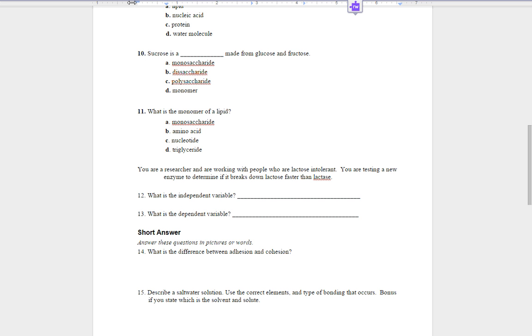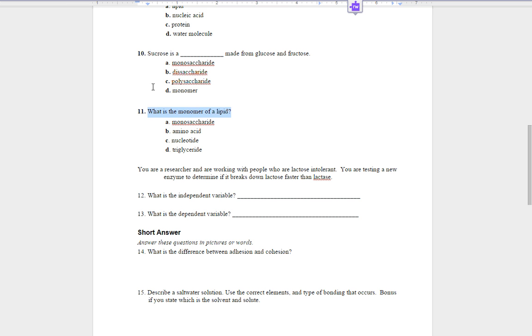Number 10. Sucrose is a blank made from glucose and fructose. Sucrose is a monosaccharide made from glucose and fructose. Sucrose is a disaccharide made from glucose and fructose. Sucrose is a polysaccharide made from glucose and fructose. Sucrose is a monomer made from glucose and fructose. I'm not going to reread that. You can rewind it if you need to.